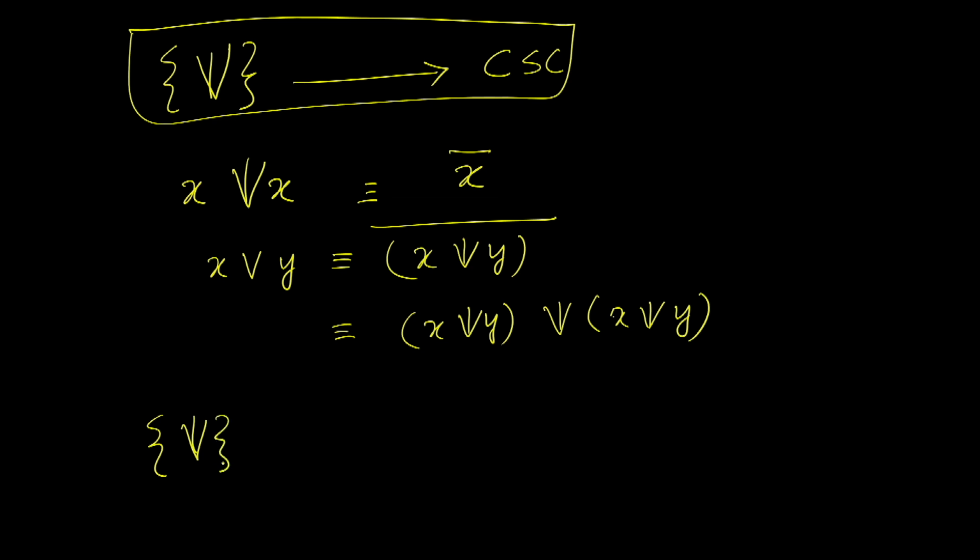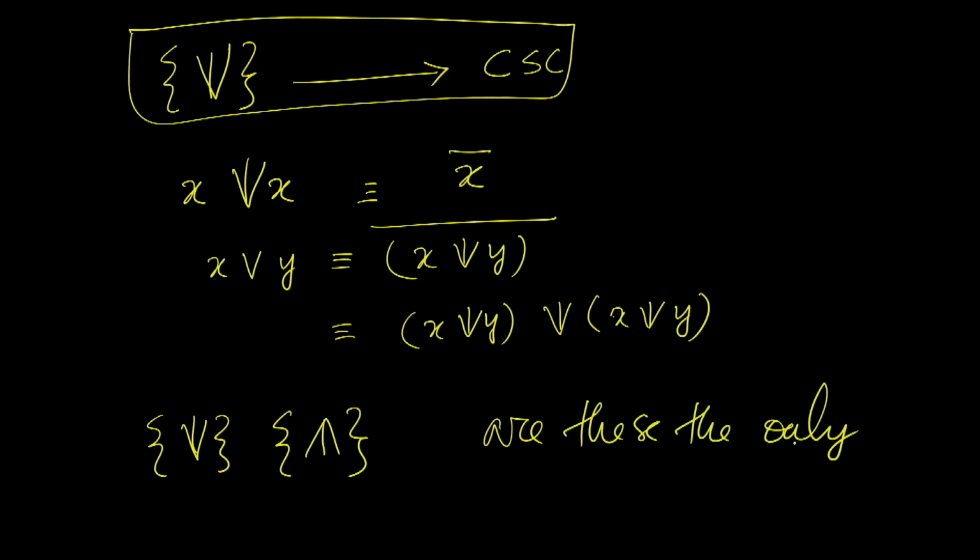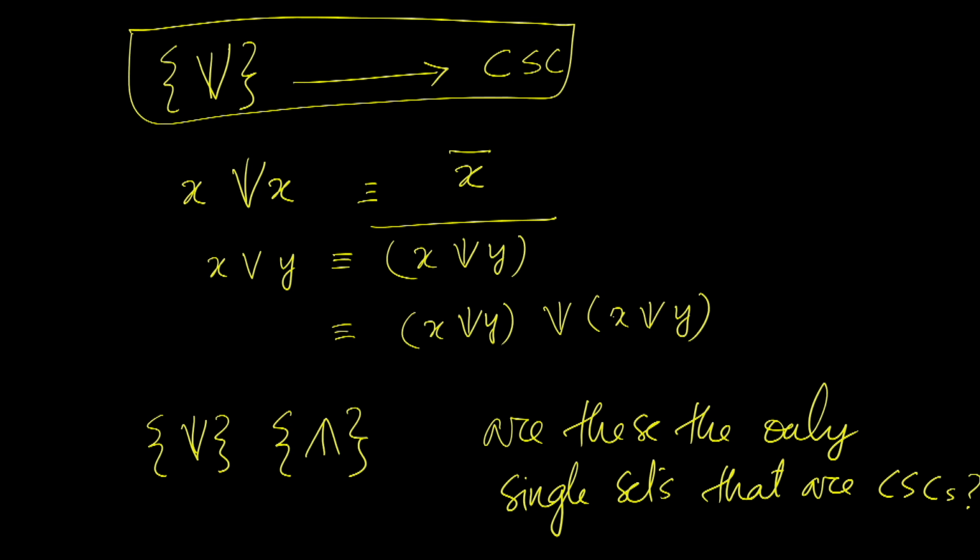So we find that there are these two singleton sets that are complete sets of connectives, the NAND connective as well as the NOR connective. But are these the only singleton sets that are complete sets of connectives? It transpires that they are the only ones. But how do we show this?